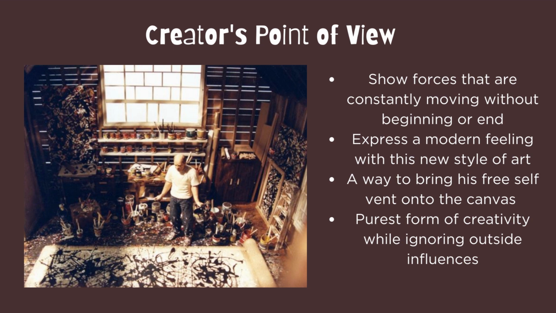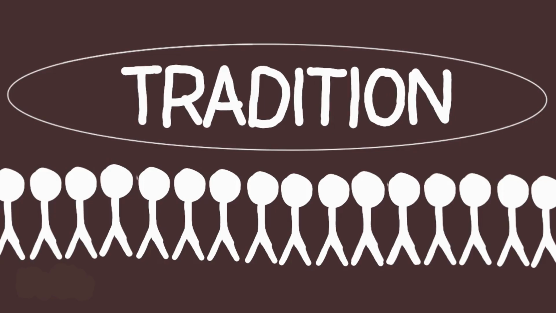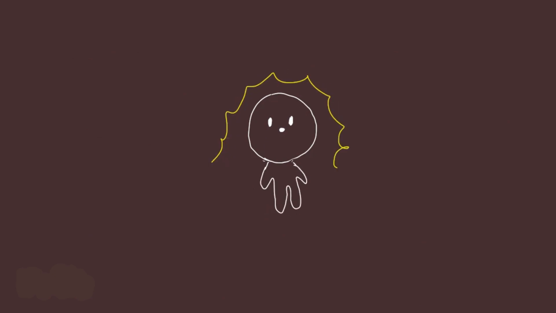For the last few centuries, art was mainly based on the level of skill and consciousness put into artwork, but Pollock fully broke this tradition. Autumn Rhythm was a way for Pollock's free self to vent onto the canvas and let his purest form of creativity shine through, all while ignoring the outside influences.